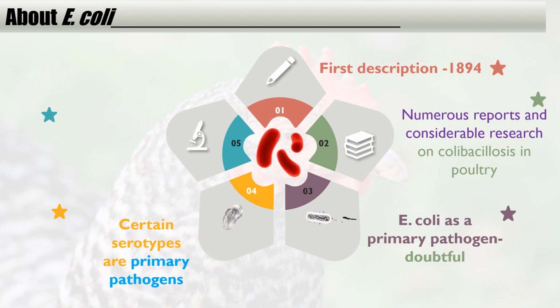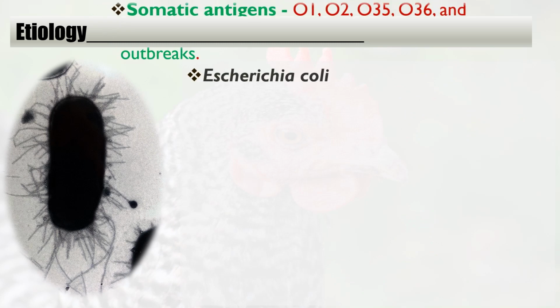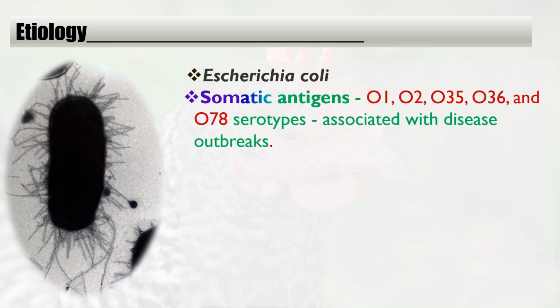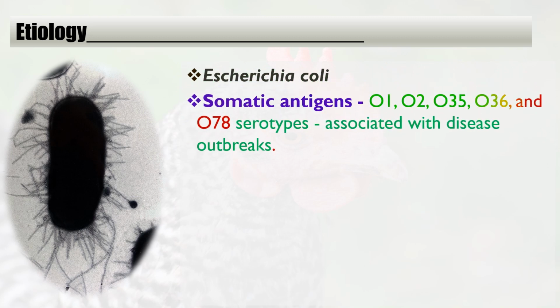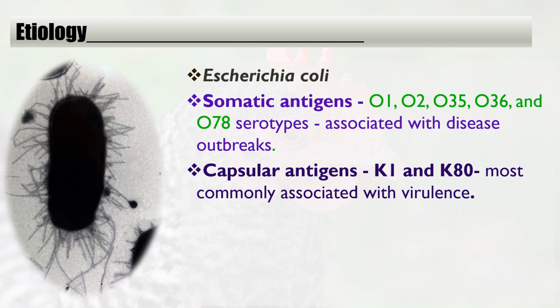Most investigators agree that E. coli frequently can be isolated from a variety of well-defined syndromes in poultry. The etiologic agent is Escherichia coli. The O antigens, also called somatic antigen serotypes, most commonly associated with disease outbreaks are O1, O2, O35, O36, and O78. The K antigens, also called capsular antigens, most commonly associated with virulence are K1 and K80.